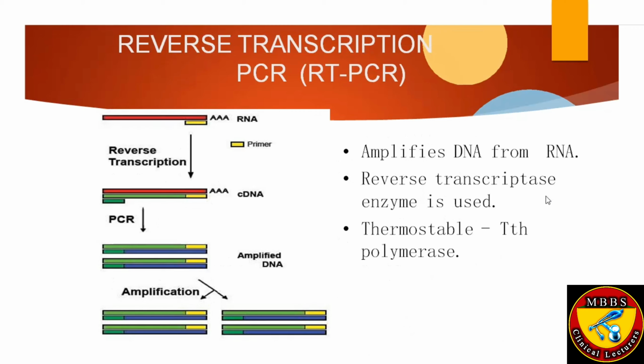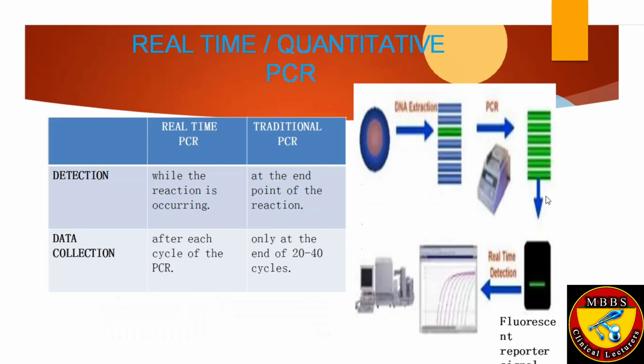Reverse transcriptase PCR amplifies DNA from RNA. Here the enzyme that is used is called reverse transcriptase, a thermostable enzyme, in which from a single copy we get multiple copies of the DNA. Actually, real-time PCR is a quantitative PCR in which we see the quantity, or the viral load or other things. So in real-time PCR, the reaction is monitored while it is occurring, after each cycle of the PCR.